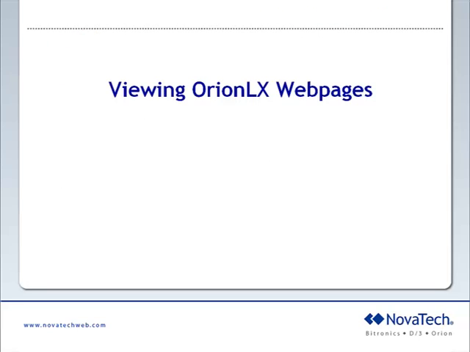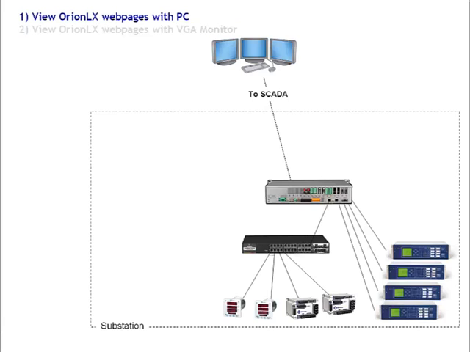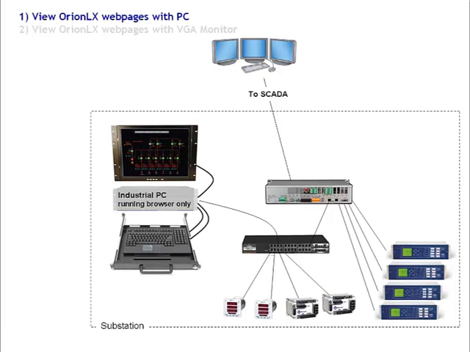Let's talk about viewing OrionLX web pages. There are two ways to view web pages. You can view the pages with a PC, or you can view the pages with a VGA monitor. Here's a hypothetical substation with IEDs connected to the Orion. Some are attached serially and some Bitronics devices are attached with Ethernet. So the first way to view web pages would be to have some industrial PC running a browser, with a monitor and a keyboard connected. Orion serves out web pages to that PC.